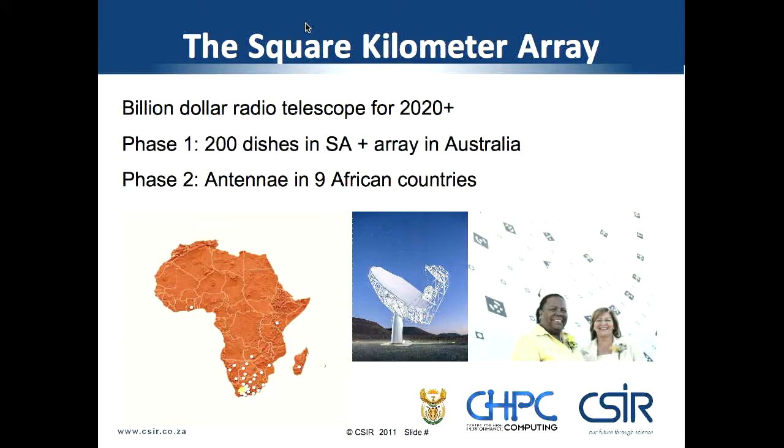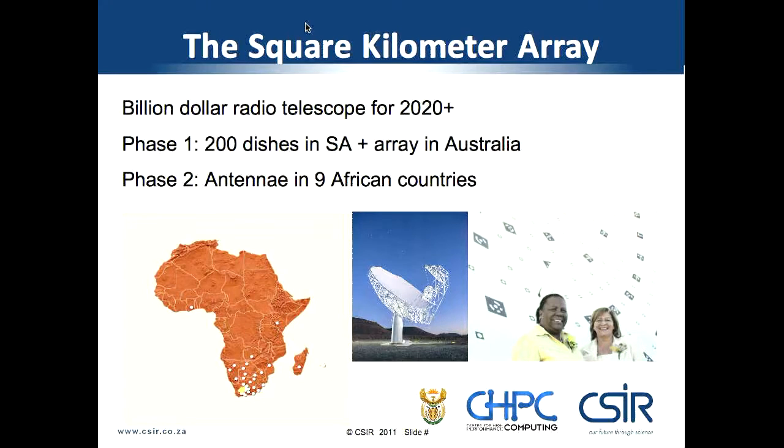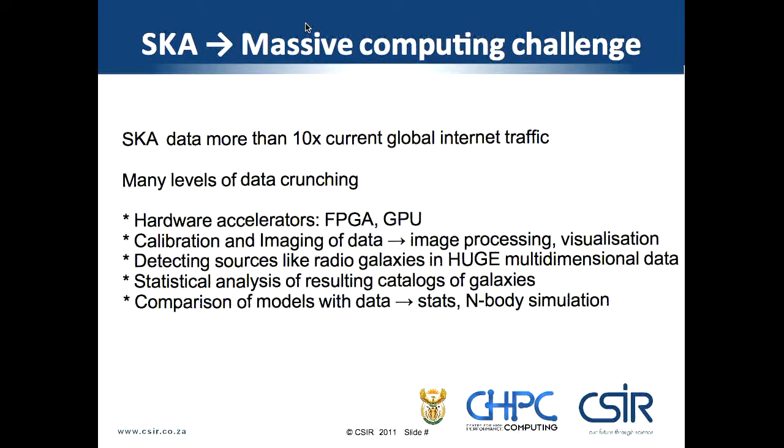Okay. So, yeah, the first dishes are up near Carnarvon, and the first images have been taken. And you can see the 8 countries where the other antennas will go. So the SKA is a massive computing challenge. The SKA on its own, the data is more than 10 times our current global internet traffic. Okay, it's big data. But it's also a long time in the future. Maybe it's not so big then when you actually finish.